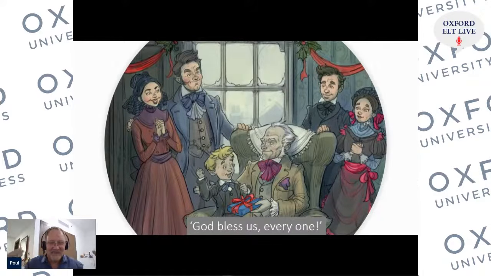God bless us, everyone. Tiny Tim sitting on Scrooge's lap with a present in his hand, his parents looking on, Bob Cratchit and his wife, and his nephew, Fred, and his wife. God bless us, everyone.